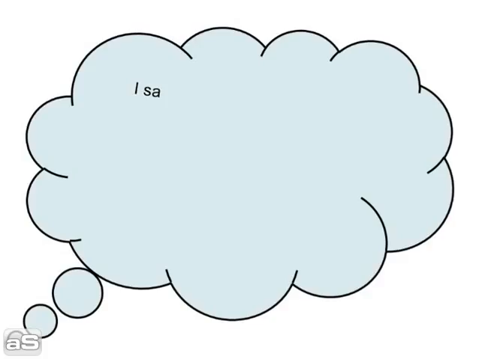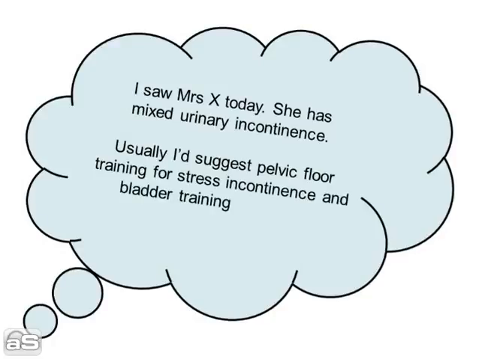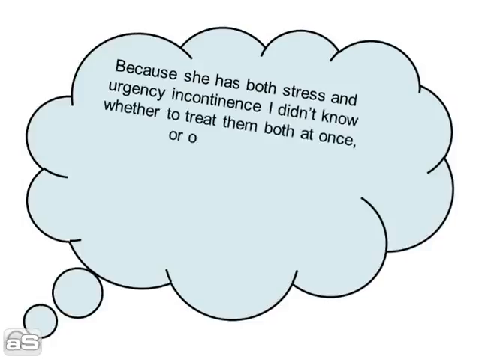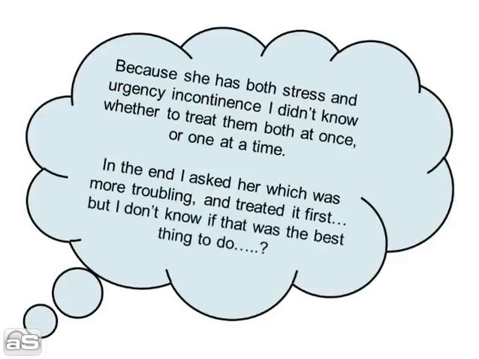Let's use an example. I saw Mrs. X today. She has mixed urinary incontinence. Usually I'd suggest pelvic floor training for stress incontinence and bladder training for urgency incontinence. Because she has both stress and urgency incontinence, I didn't know whether to treat them both, or at once, or at the same time. In the end, I asked her which was more troubling and treated it first, but I don't know if that was the best thing to do.